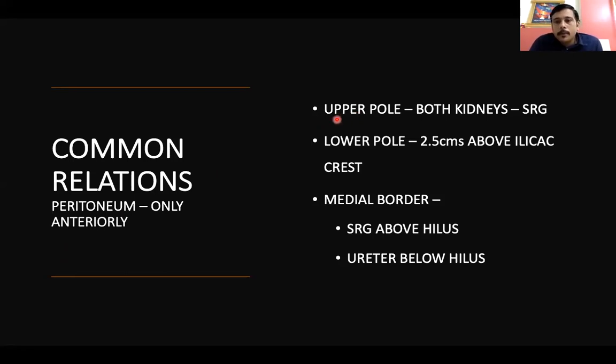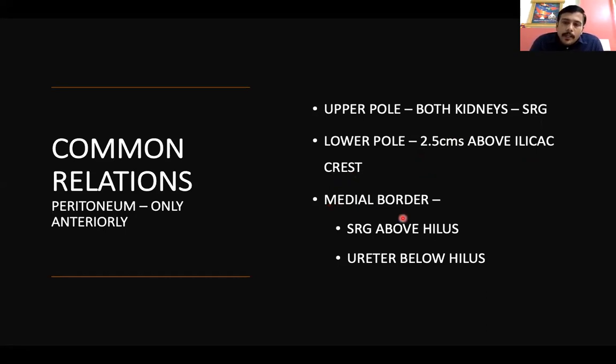For the upper pole of both kidneys, it is related with the corresponding suprarenal glands. The right kidney upper pole is with the right suprarenal gland, and the left kidney upper pole is with the left suprarenal gland. The lower poles of both kidneys are lying approximately 2.5 to 3 centimeters above the iliac crest.